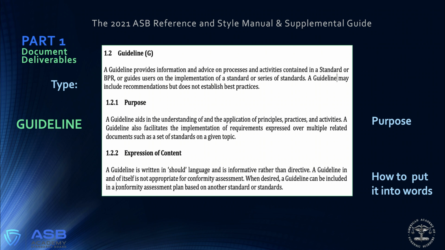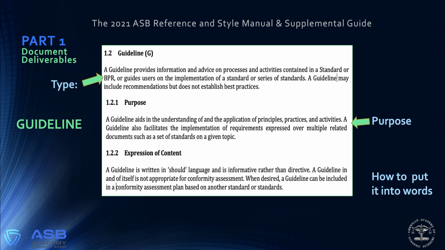The new ASB guideline, what is it? Well, think of a guideline as something that gives advice on how to read, understand, or interpret the actions or processes, usually in a standard or even in a best practice recommendation. Put another way, a guideline aids in the application of principles, practices and activities. The key characteristic is that a guideline is assistance in understanding and implementing actions, but does not standardize on them and does not establish best practice recommendations.